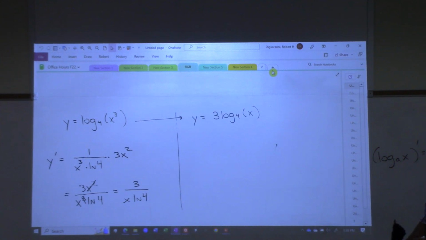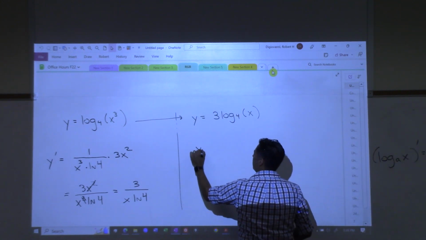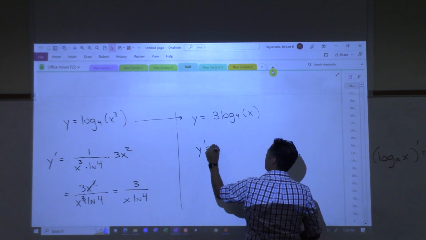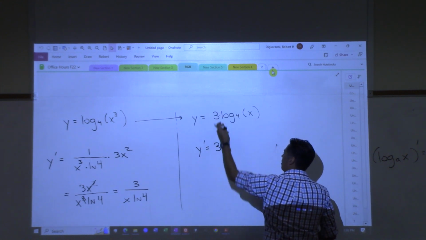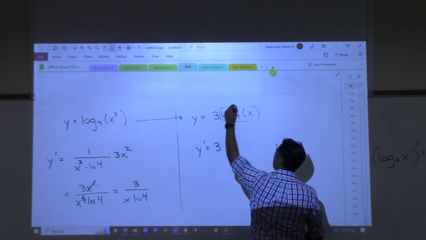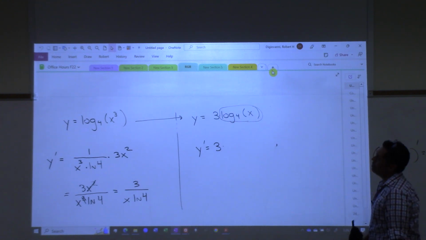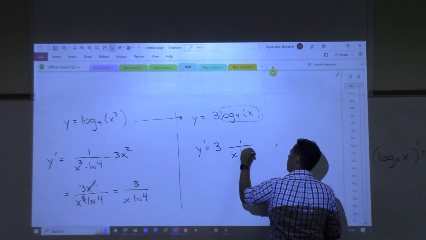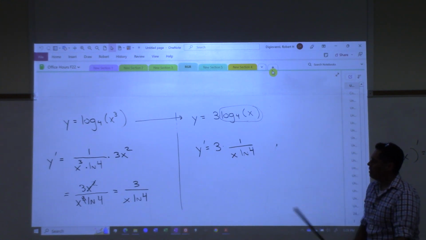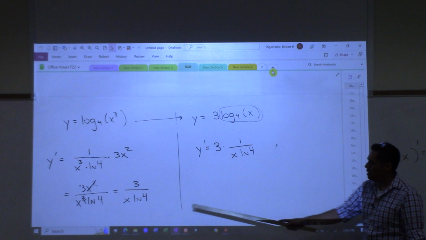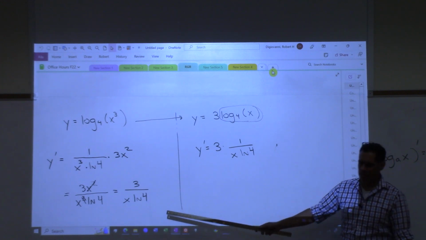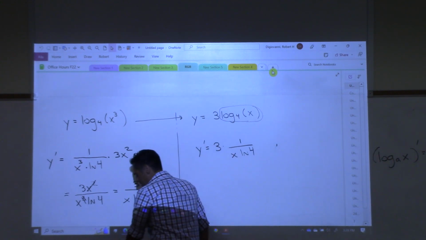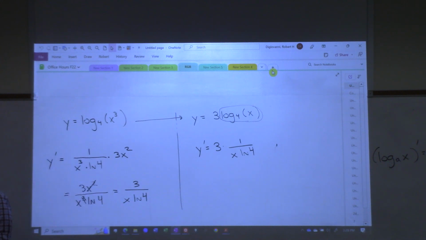Now, if I ask you to take the derivative of this, the 3 comes for the ride, because it's a constant attached in front. And now you're just taking the derivative of log base 4 of x, which we already have seen is just 1 over x times natural log 4. And if I slide that 3 back up top, we get the same answer, which we should. I mean, this is math. It should work no matter how we do it.